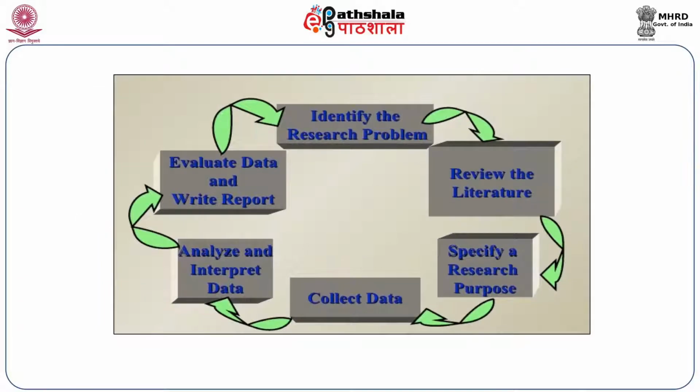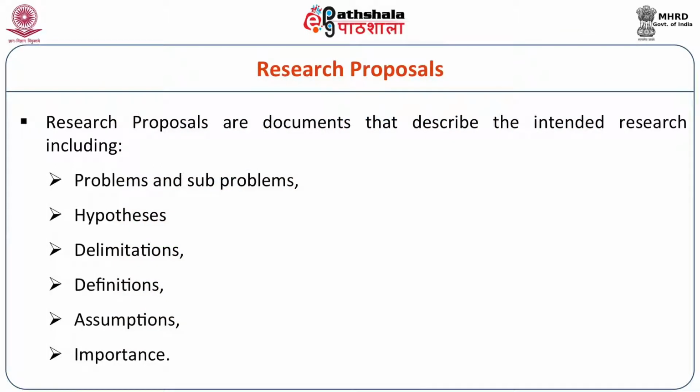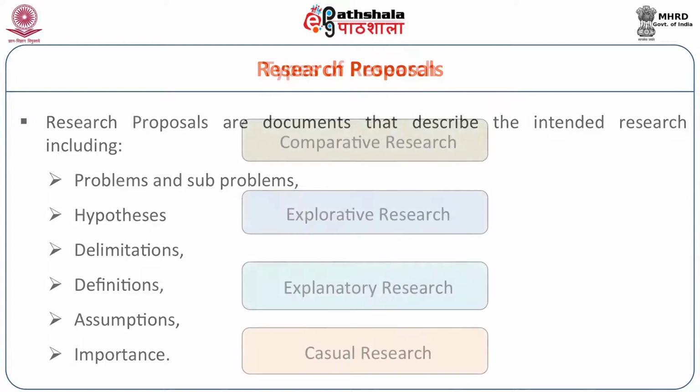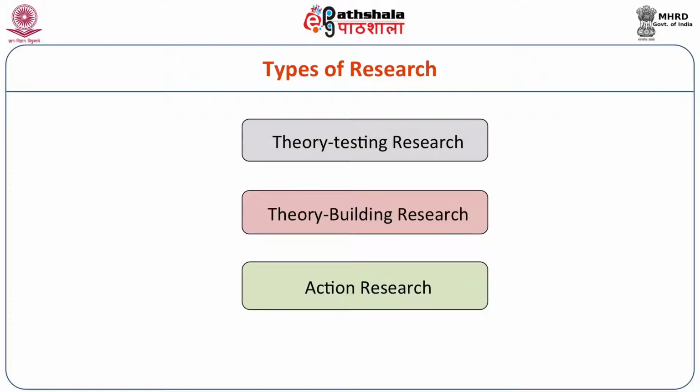Now you just see the figure, there are two things. Identify the research problem and collect the data. With these two, four other things are interconnected, that is evaluation of data and writing the report, reviewing the literature, analyzing and interpreting the data, and specifying a research purpose. All these things are in circular motion and you keep on taking up one after another. Research proposals are documents that describe the intended research, including problems and subproblems, hypotheses, delimitations, definitions, assumptions, and importance, and then literature review. There are various types of research like comparative research, explorative research, explanatory research, causal research, theory testing research, theory building research, and action research.